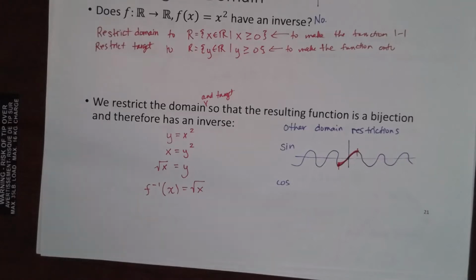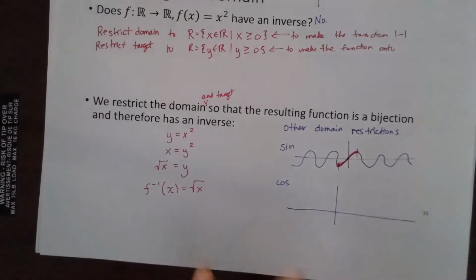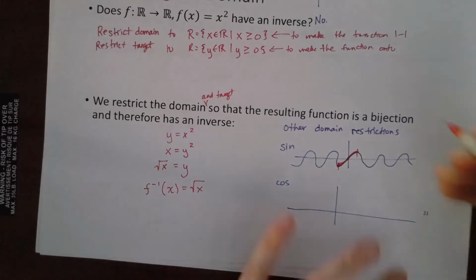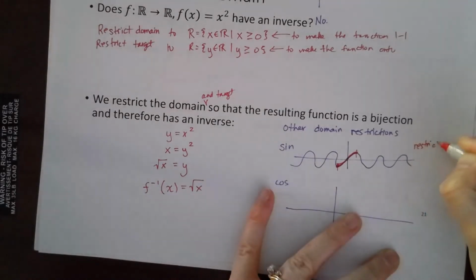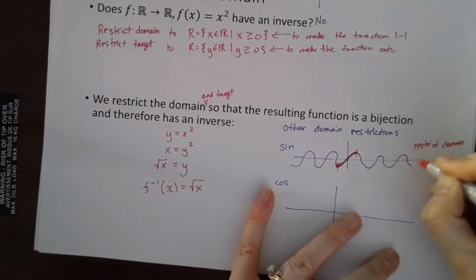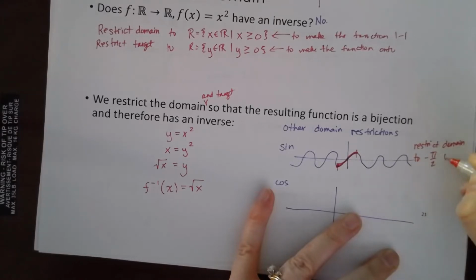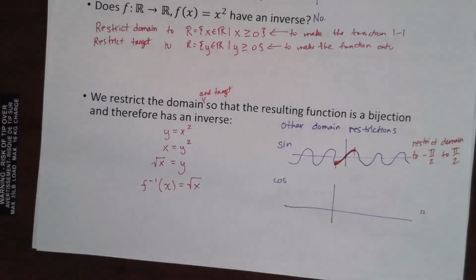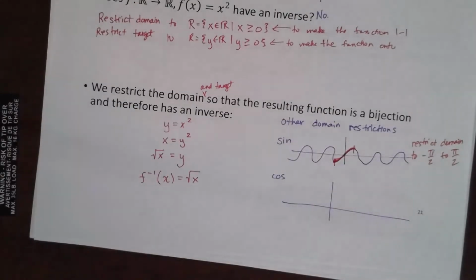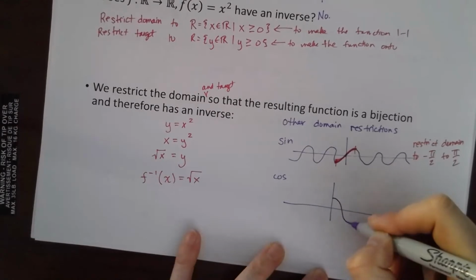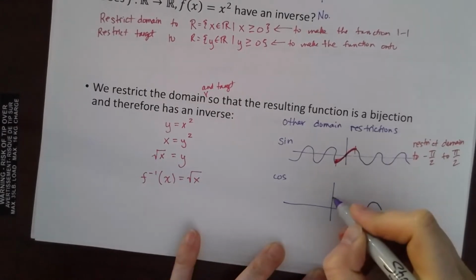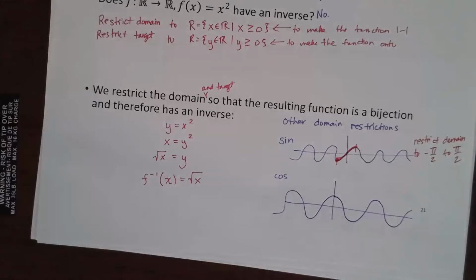Cosine, similar kind of issue, just the restriction. Maybe I should put this. Restrict domain to -pi/2 to pi/2. And then cosine looks very similar, except it goes like this. It also does not pass the horizontal line test, does not have an inverse. But if I restrict the domain, then I can make it invertible.